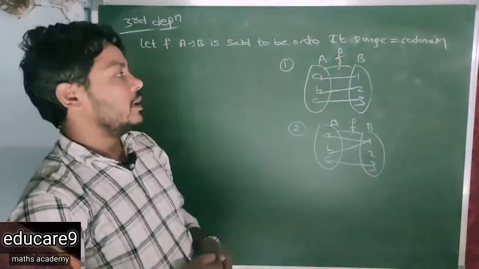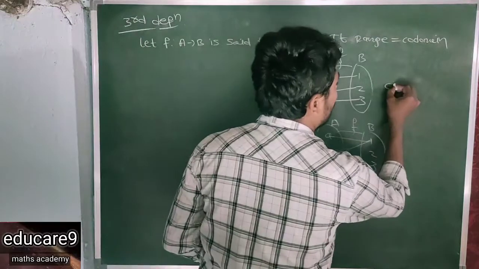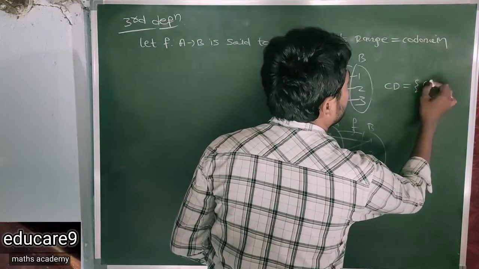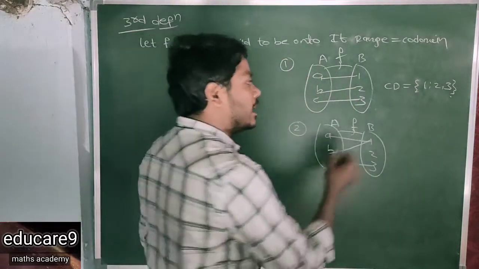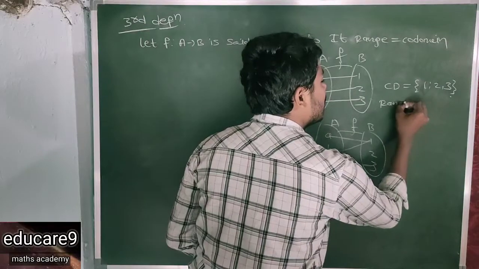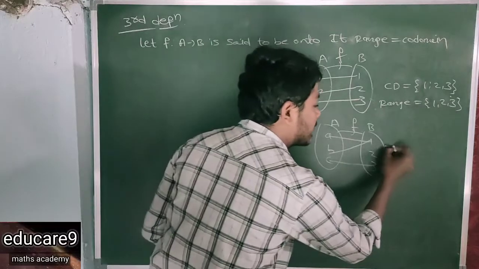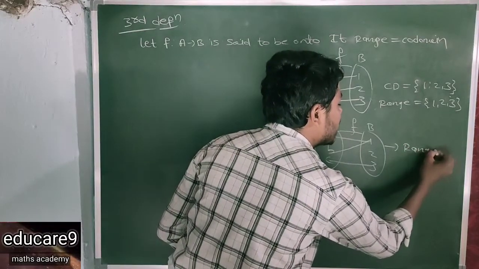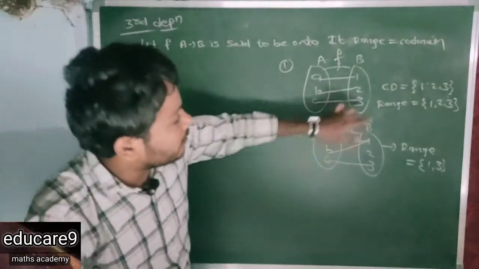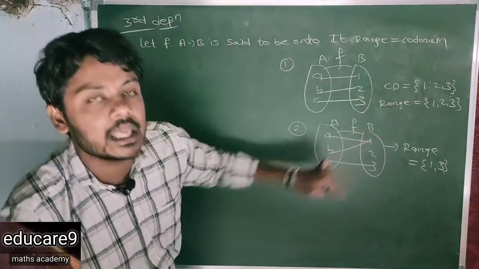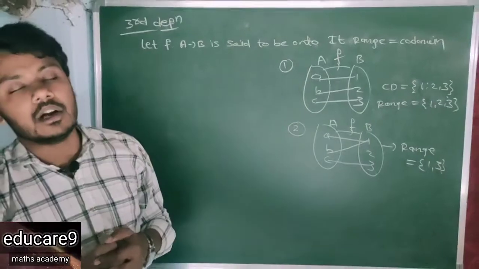See here, codomain elements are 1, 2, 3. And what is the range? In the first example the range is also 1, 2, 3. But in the second example, what is the range? 1, 3. Here in the first case, range and codomain are equal. If range is equal to codomain, then f is called an onto function.